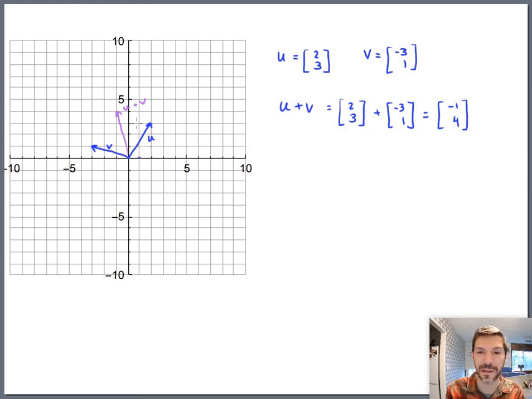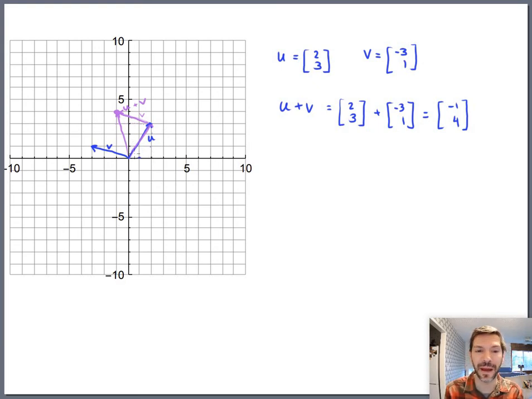U plus v just says go where u tells you to go, so go here. And then that's your new starting point. From there, do what v tells you to do. And v tells you to go 3 back and 1 up. So we could have just said, let's go u and then let's go v. And that gives us this same final location of negative 1, 4. So that's sort of a graphical interpretation.